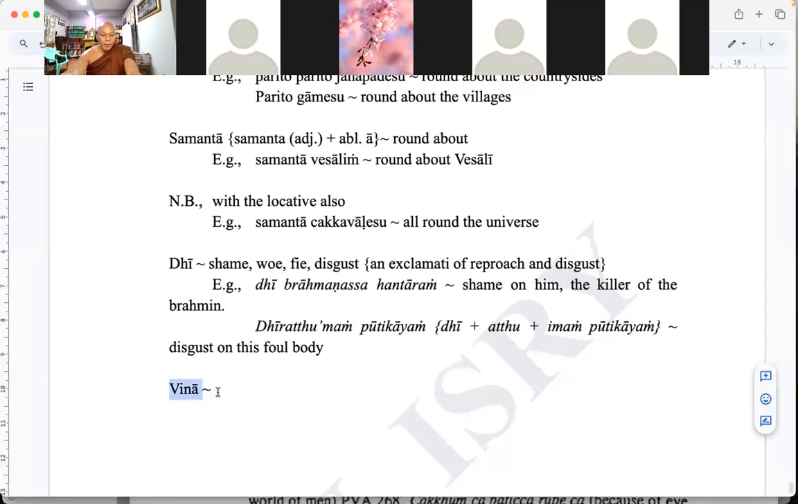So now vina. So vina can be except, or without, or maybe apart from, any one of them. Okay. So that vina can now be seen in Pali with the accusative case, instrumental case, or ablative case. So three cases are possible, but the same meaning.